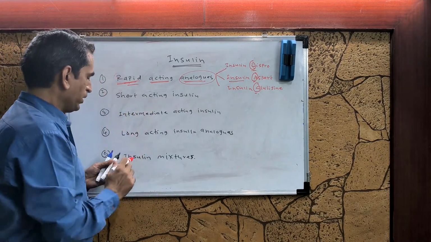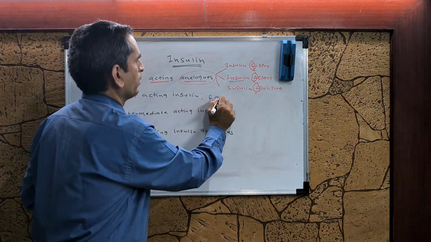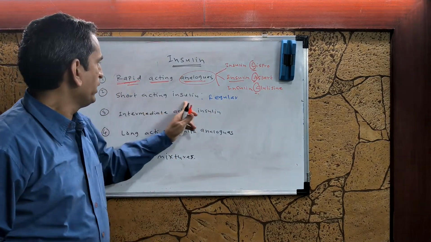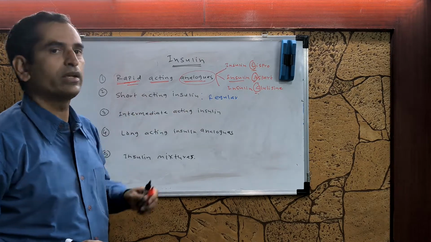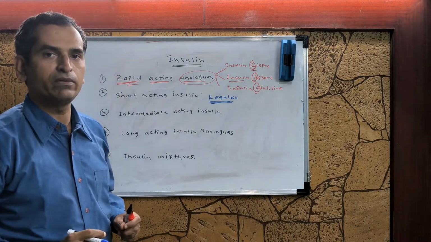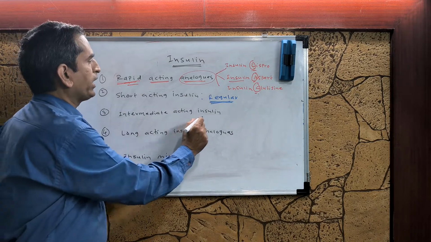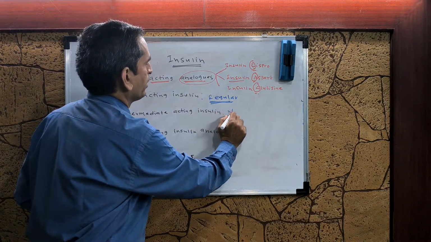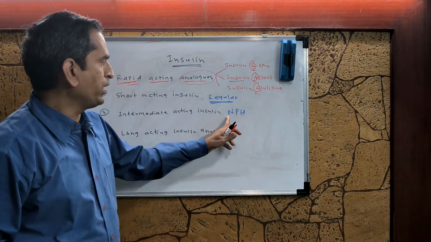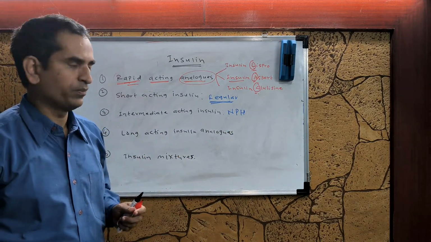Short acting insulin is the regular insulin. So regular insulin, plain insulin, is an example of short acting insulin. This is the only insulin which is useful for giving intravenously, as an IV injection. Regular insulin can be given IV. Intermediate acting insulin example is neutral protamine hagedorn. So NPH, neutral protamine hagedorn, is an intermediate acting insulin.